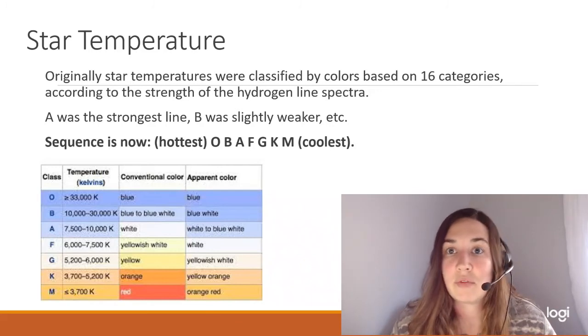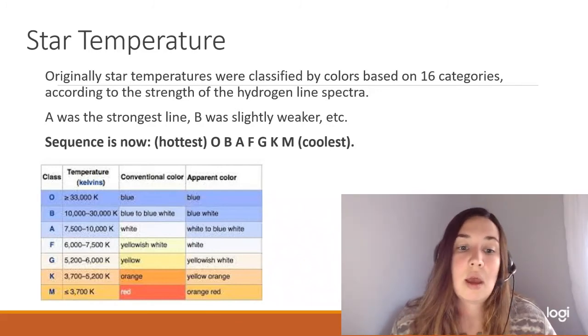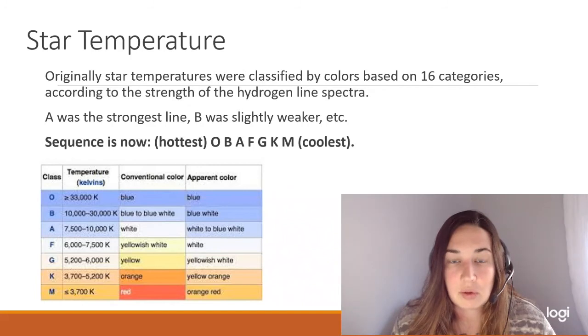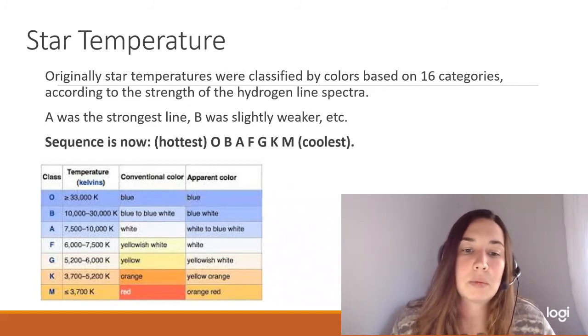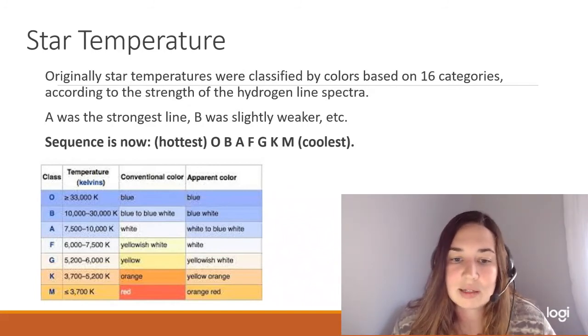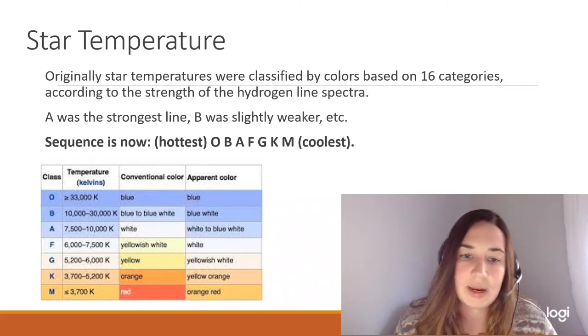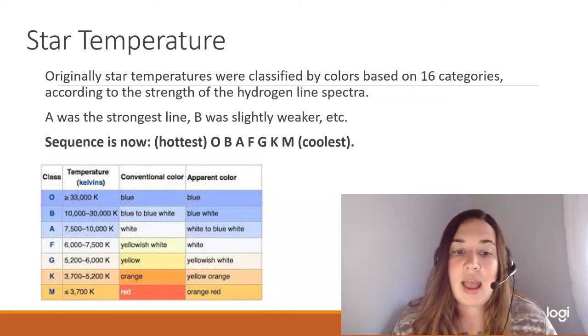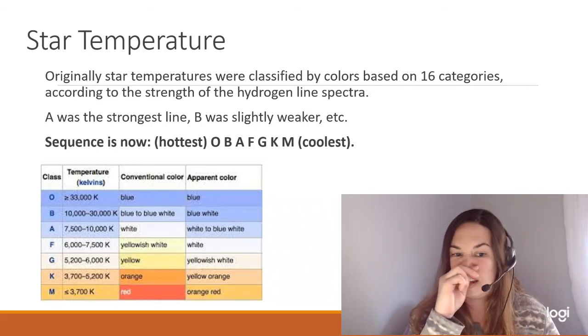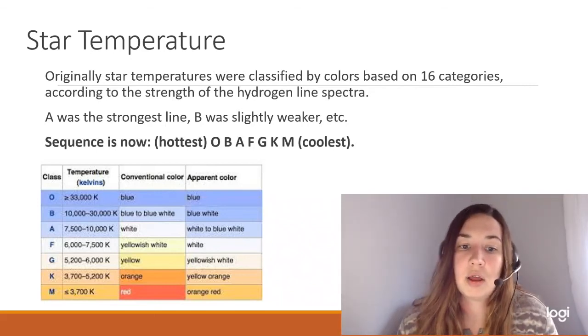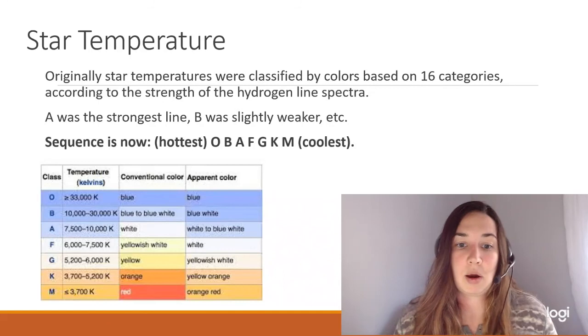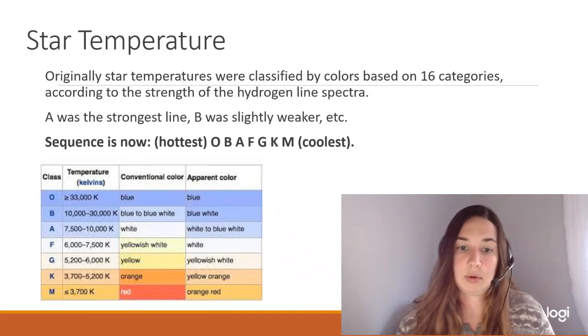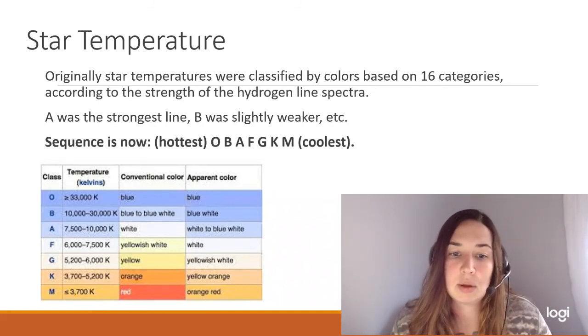Next in line, we have our B class, which is between 10 and 30,000 kelvins, and that's going to be somewhere between blue to blue-white, somewhere bluish blue-white. And so that falls right after our O. We have our A class, which is between 7,500 to 10,000 kelvins here. And those are going to appear as white or white to blue. So it's going to be mostly whitish in coloration here.